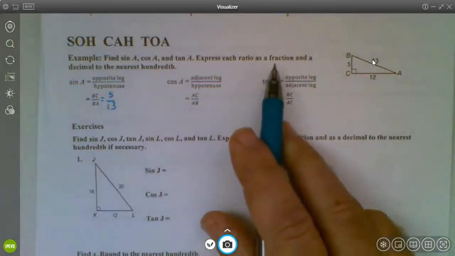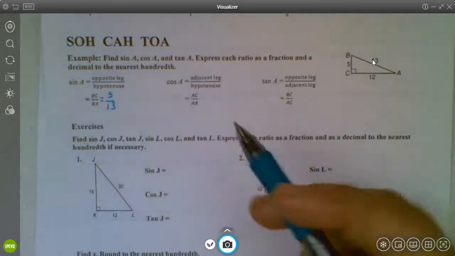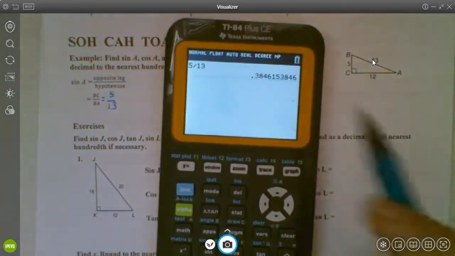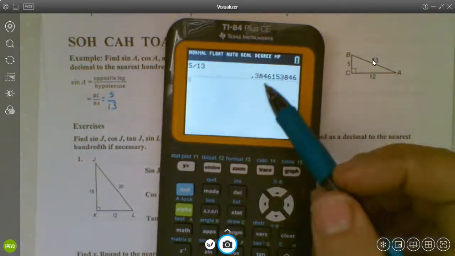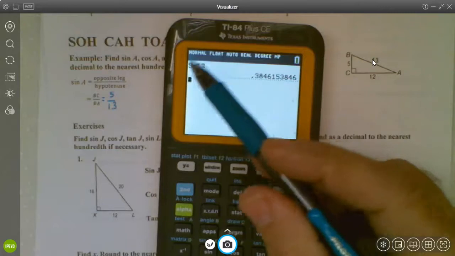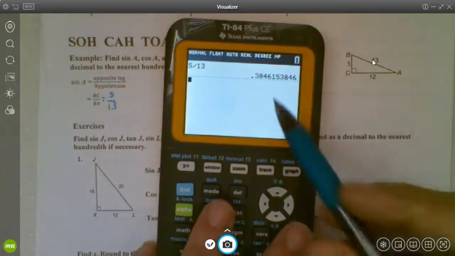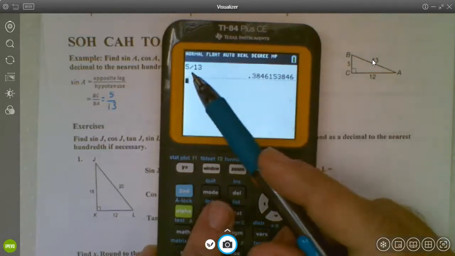They do want you to see these as a fraction and as a decimal. So we could put that in as a decimal and just do 5 divided by 13. Right, so here would be the decimal version of that ratio. To be honest, we're not really going to be using those decimals. We're going to be using those fractions. And so we can write those out if the directions tell us to. But realistically, those really aren't the numbers we're going to be using. We're going to be working with those guys.